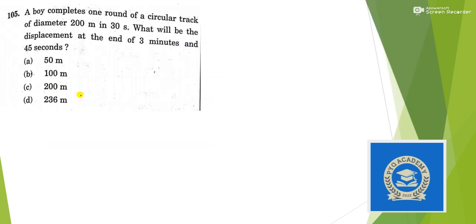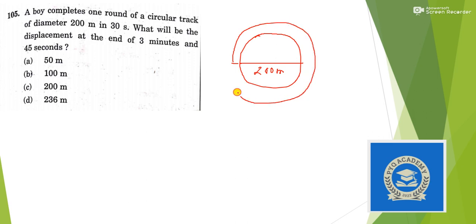Then a boy completes one round of a circular track of diameter 200 meter in 30 seconds. What will be the displacement at the end of 3 minutes and 45 seconds? Let's draw a circular ground which has a diameter of 200 meter. Suppose this is the starting point, so the boy will start from here and reach back to the starting point in 30 seconds. Now he ran for 3 minutes and 45 seconds.